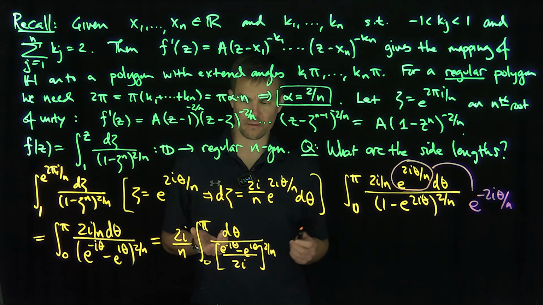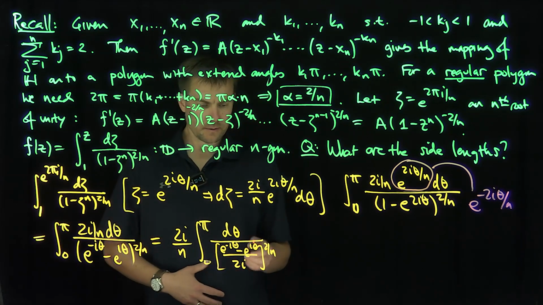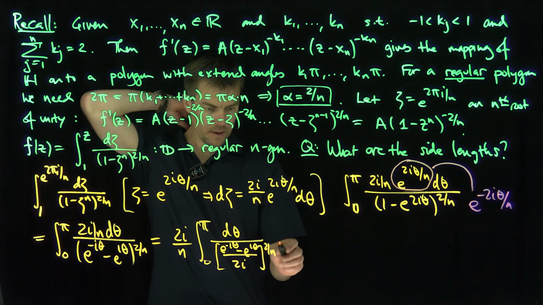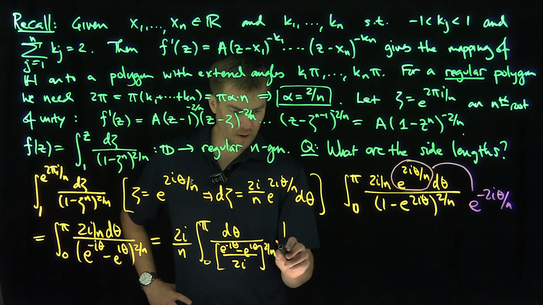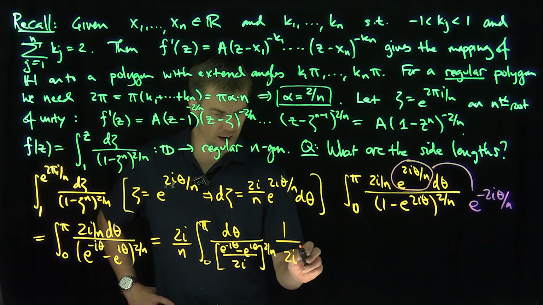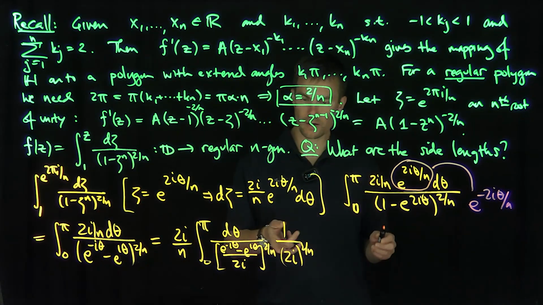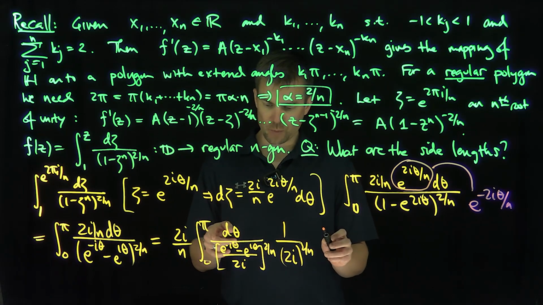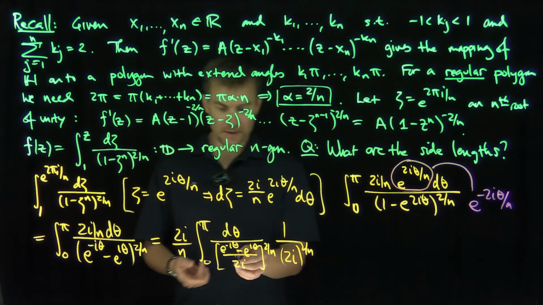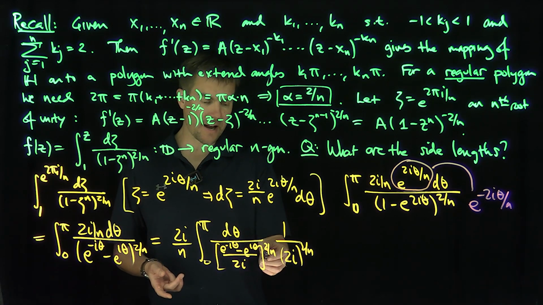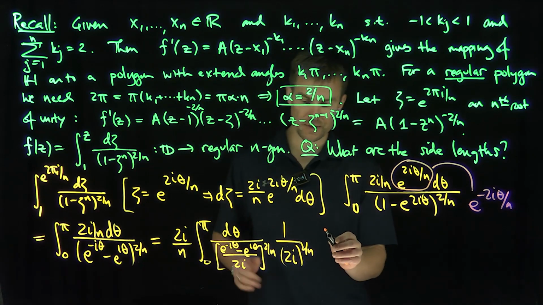And so what have I added in over there? I've added in a 2i to the n, so I have to counterbalance that by putting in the denominator a 1 over (2i) to the 2 over n. So what we'll do is pull that out as well. And you might say this is a negative sign. Well, I could put a negative in here and then have a negative 1 to the negative 2 over n. So let me write all those things at once.